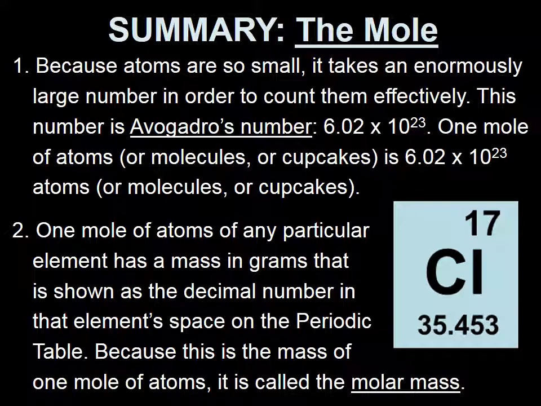Let's summarize the mole. 1. Because atoms are so small, it takes an enormously large number in order to count them effectively. This number is Avogadro's number, 6.02 times 10 to the 23rd. 1 mole of atoms, or molecules, or cupcakes, is 6.02 times 10 to the 23rd atoms, or molecules, or cupcakes. 2. 1 mole of atoms of any particular element has a mass in grams that is shown as the decimal number in that element's space on the periodic table. Because this is the mass of 1 mole of atoms, it is called the molar mass.